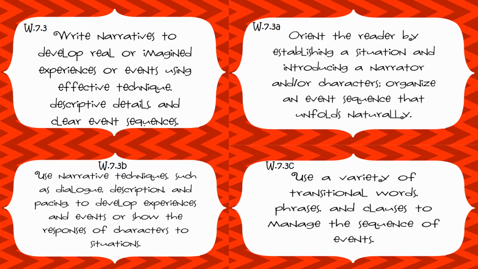Now we have W73C. Use a variety of transitional words, phrases, and clauses to manage the sequence of events. So when you're writing, you're going to use your transition words. First, this happened, then that happened, finally, this happened. So your transitions will be first, then, and finally. So you're going to use those transition words, those phrases, and those clauses to help maintain the sequence of events within your story, to let them know what happened first, what followed, and then what happened at the end.